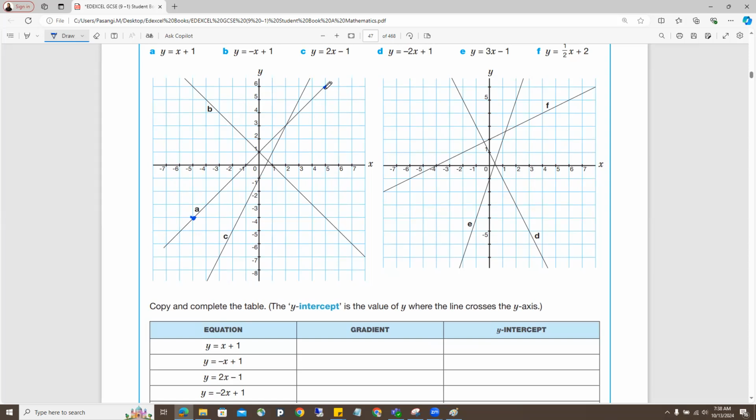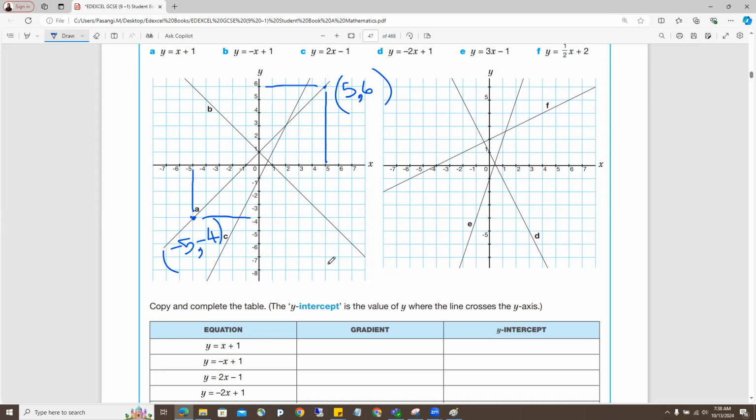Now, we have to read the coordinates of these 2 points. This point is 5, 6. Then this point is minus 5 and minus 4. So here we have 5, 6. The x coordinate is 5, the y coordinate is 6, so there we put 5, 6. And here the x coordinate is minus 5 and the y coordinate is minus 4.